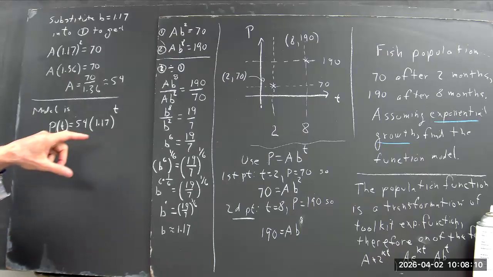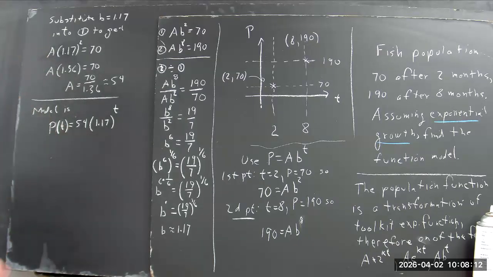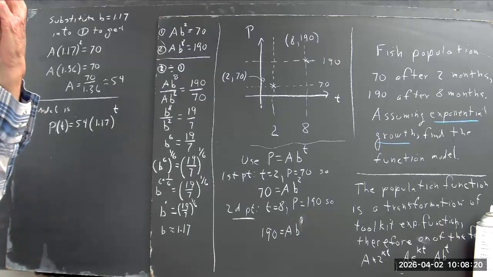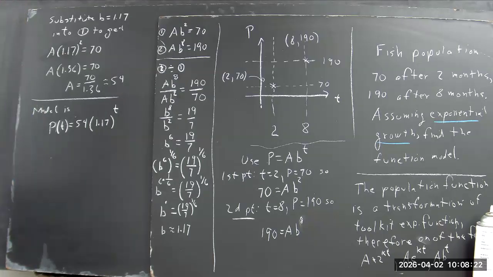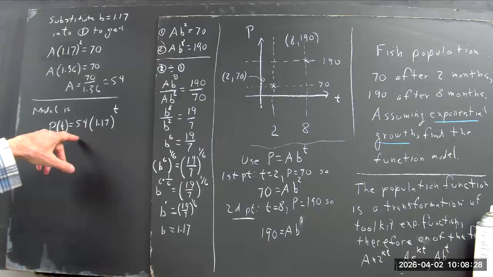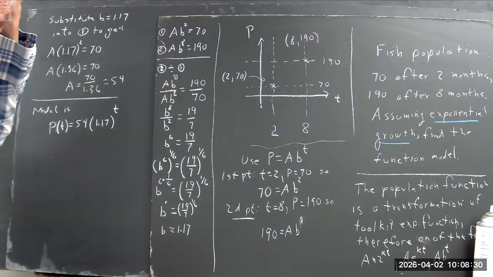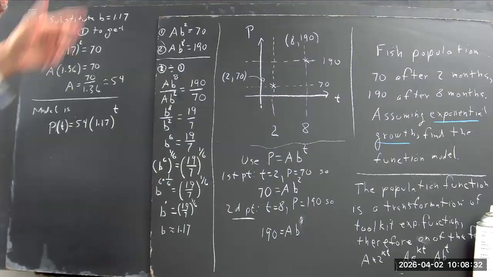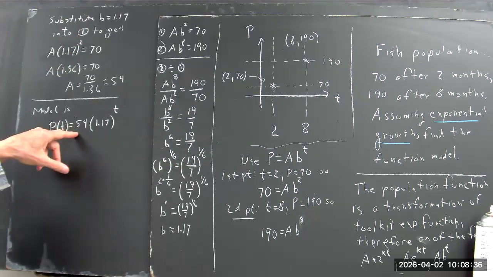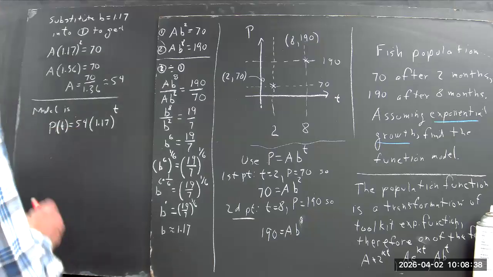I'm just going to say, okay, if we do the second power of 1.17, I think we get about 1.36. And if we square 1.36, we get about 1.8. And if we square 1.8, we get 3.64, so call it about 3.6. 3.6 times 54. So let's see, checking.